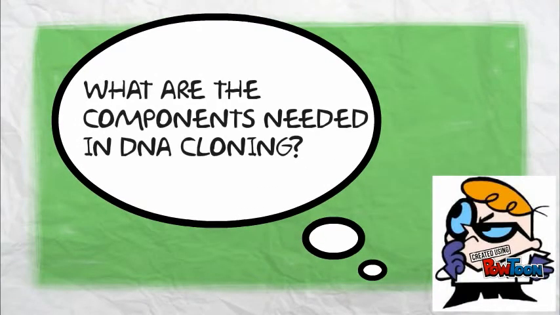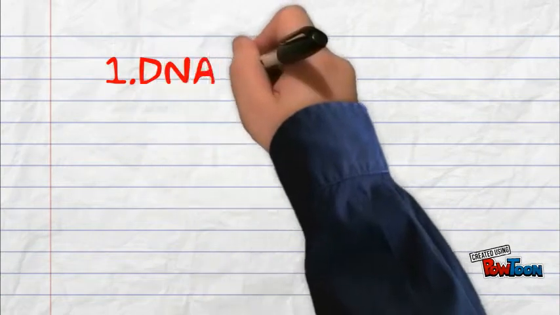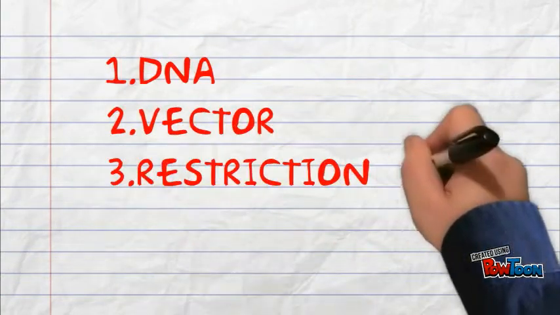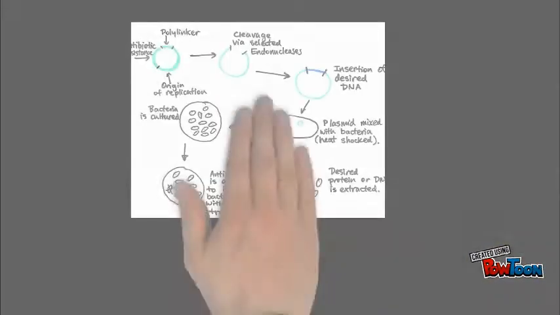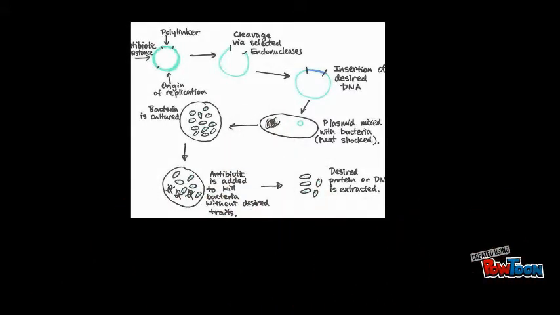What are the components needed in DNA cloning? They are DNA, vector, restriction enzyme, and DNA ligase. Now we proceed to the steps in DNA cloning.